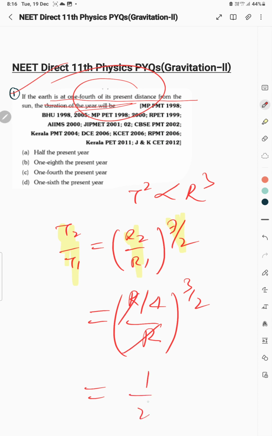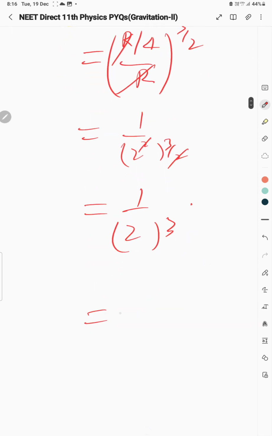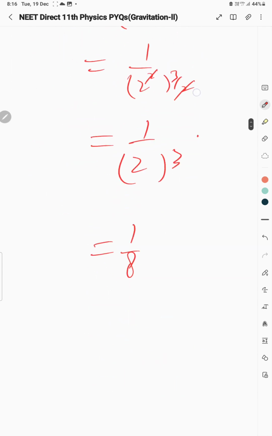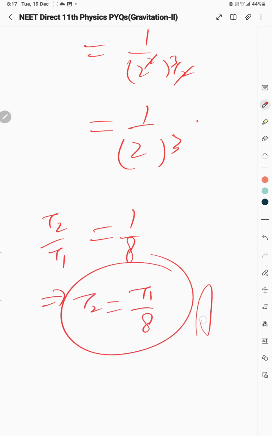This is cancelled. This is 1 by 4, which is 2 square, and now this cancels. 1 by 2 cube. It is 1 by 8. On the left hand side you have T2 by T1, so T2 is T1 by 8. That should be the answer.